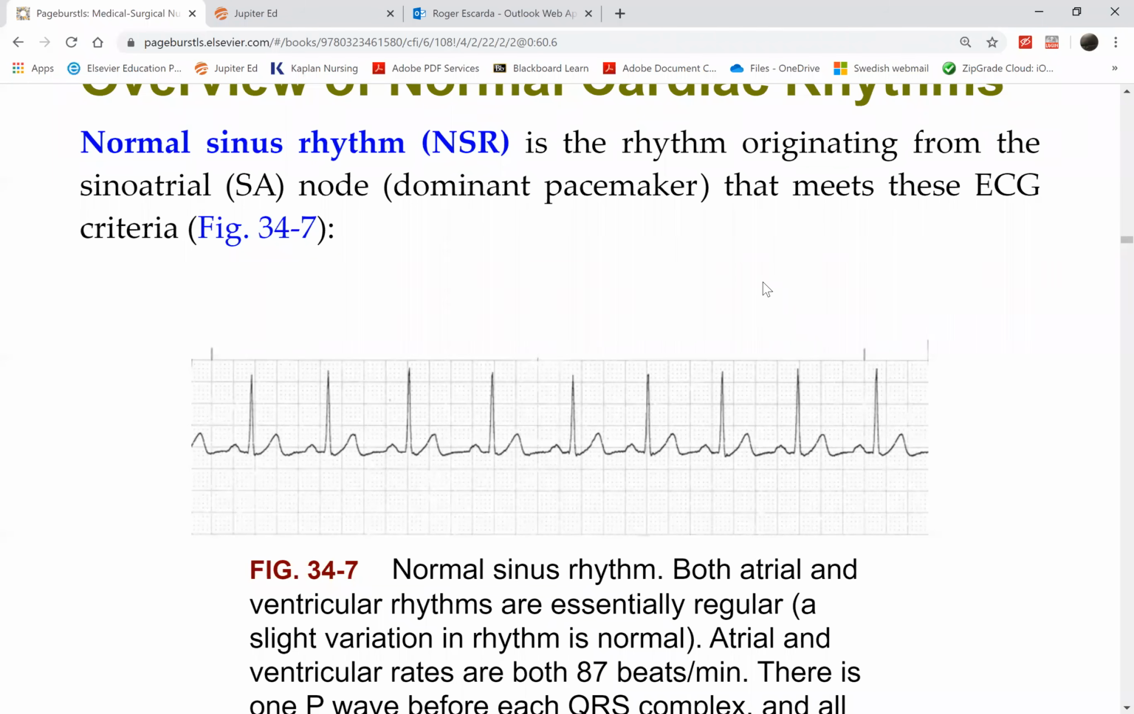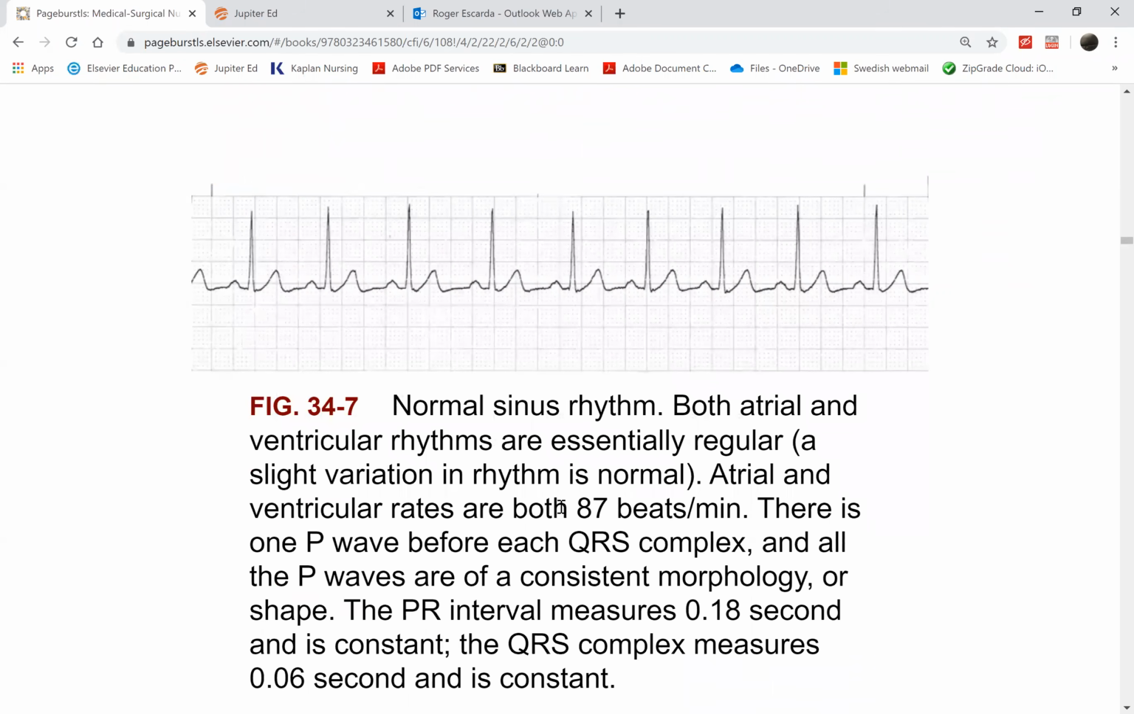About 80. But here it tells you what the rate is for this one. 87. 87 beats. So is it within the 10 heart rate difference? Yes. My estimate, which is 80, is acceptable.